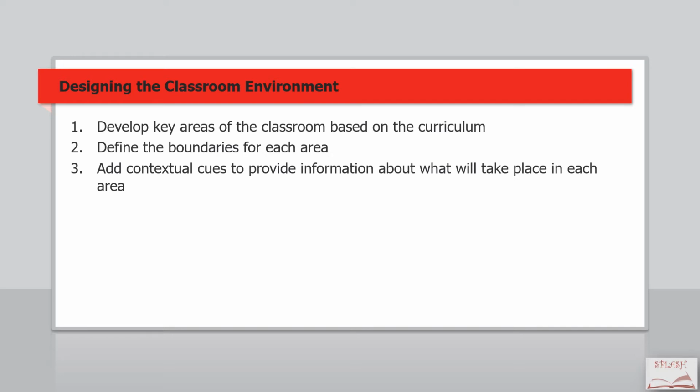The TEACH program describes 3 key steps to use as you set up your classroom learning environment. The first step is to set up key areas of the classroom based on the curriculum. You will then use the furniture and materials to help define the boundaries for each of these areas. The final step in designing the physical structure is to add contextual clues to provide the general idea of what is expected in each space. The steps will be broken down in detail in the following slides.